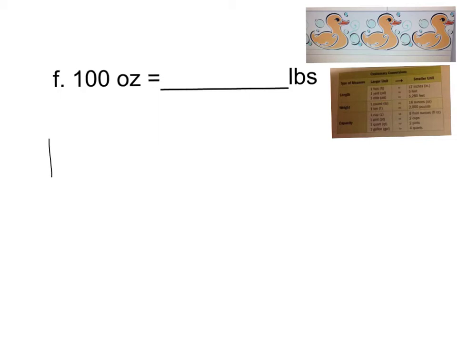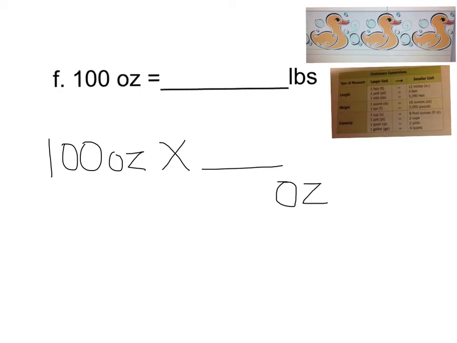So we have 100 ounces. Remember to write ounces down. We want our measurement there. And we're going to be multiplying. Once again, we want our ounces to cancel. So I'm going to put my ounces down below and my pounds up above. And like I said, there's 16 ounces in 1 pound. So I know I set up my equation correctly.